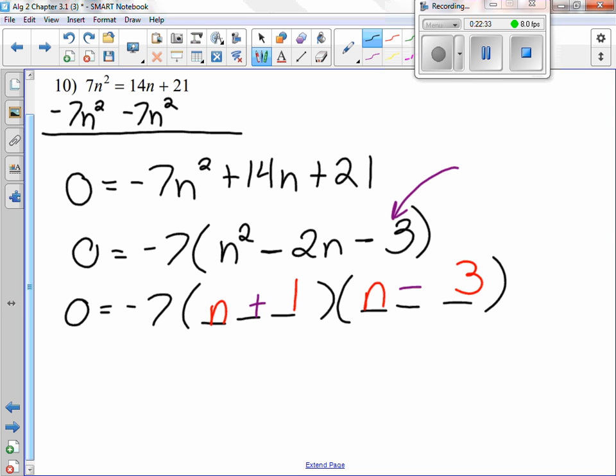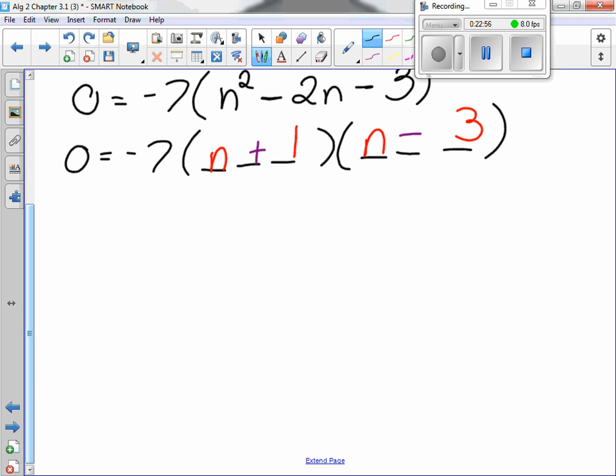So we'll check it. n times negative 3 is negative 3n. 1 times n is plus n, and this gives us negative 2n. That's what we wanted, yes? We're not worried about the negative 7. But we have two things multiplied together that equal 0. So either n plus 1 is equal to 0 or n minus 3 is equal to 0. One of these has to be equal to 0, yes?